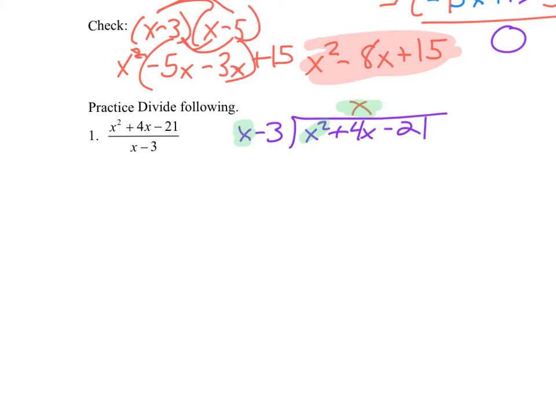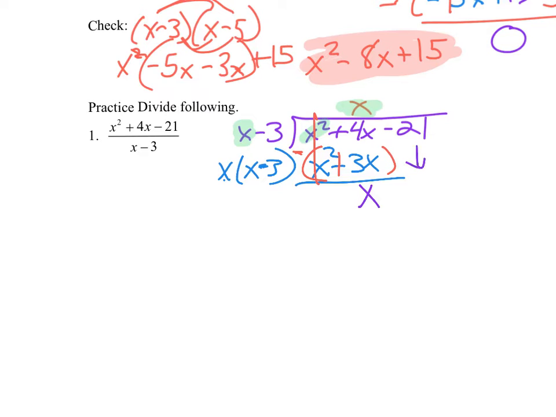So I do the math. I'm going to do x times x minus 3. So x times x is x squared. Minus 3 times x is minus 3x. And now I'm going to subtract this. So that becomes a plus. The x squareds cancel out. I have 4x minus 3x, which leaves me with just x. I bring down the negative 21.